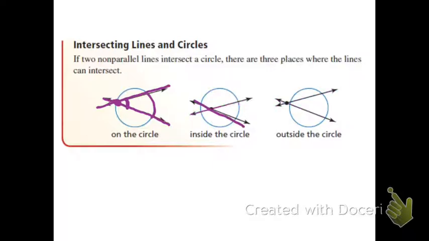Now, we've learned that if they intersect inside the circle and on the center of the circle, then this angle is going to be equal to the arc measure. So what we're going to look at now is, what if they intersect somewhere in the circle that's not the center? And also, what if they intersect outside the circle? Are there relationships that we can use to find those angle measures? So let's look.